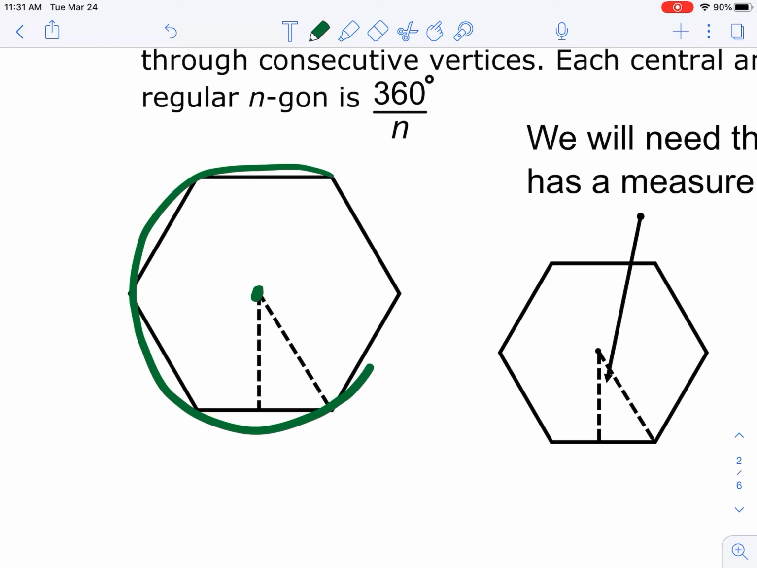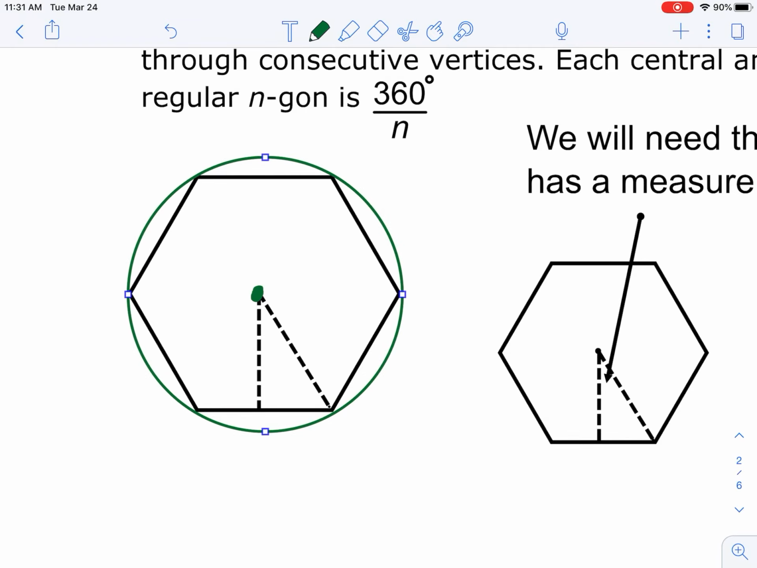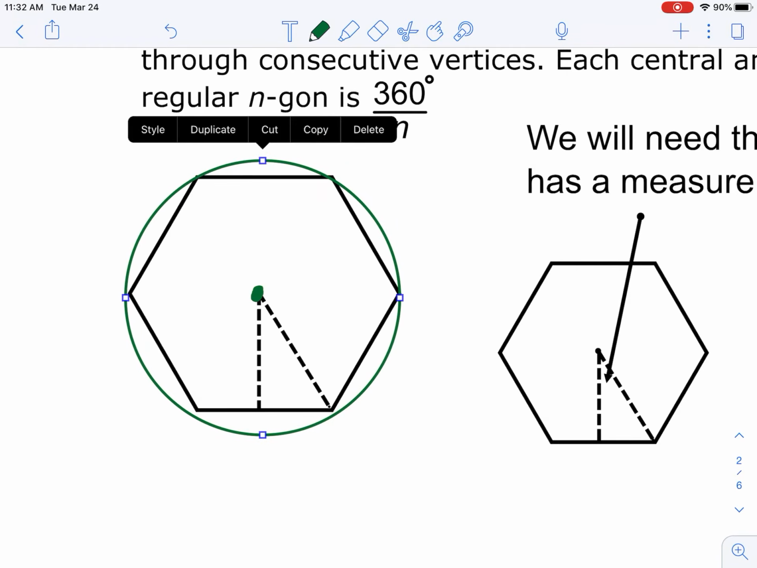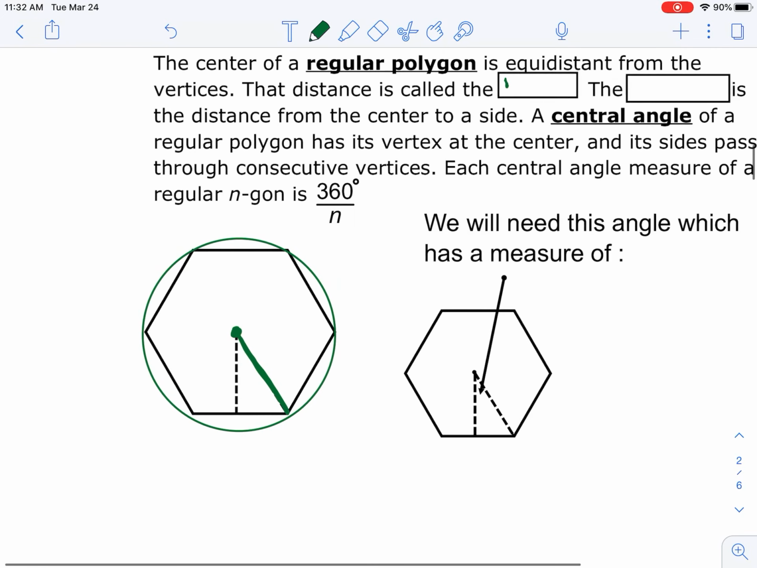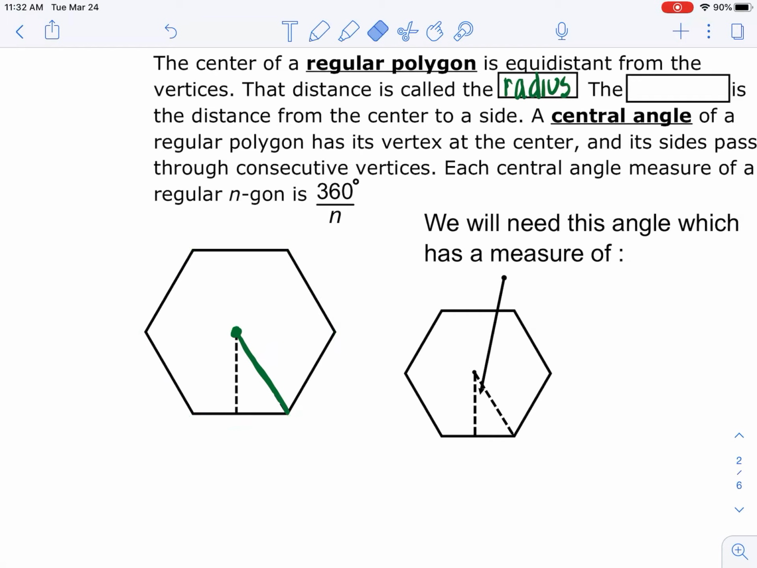I probably can have you guys think of it. So think about connecting all of these. Think of connecting all of those points right there. I'm talking about this distance from the center to a vertex. What do we think that's called? Picture the circle. If you guessed radius, you guessed correctly. That's a radius. So the distance from the center to any vertex, this is a radius.